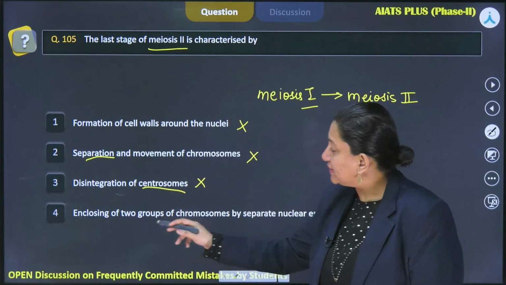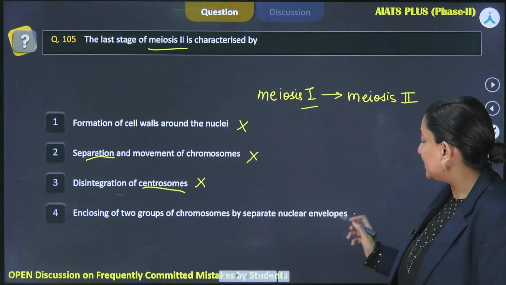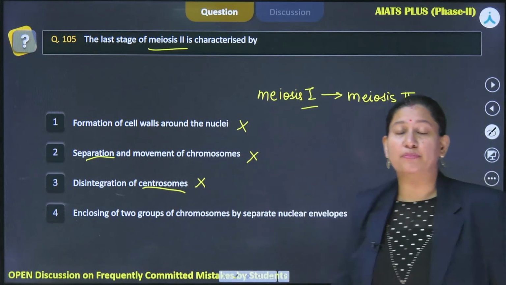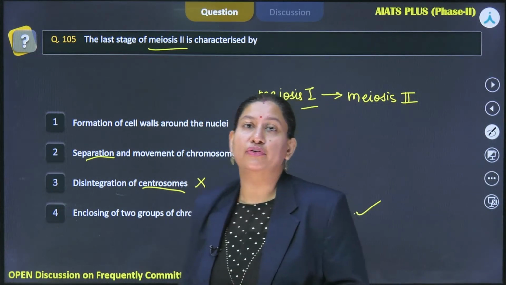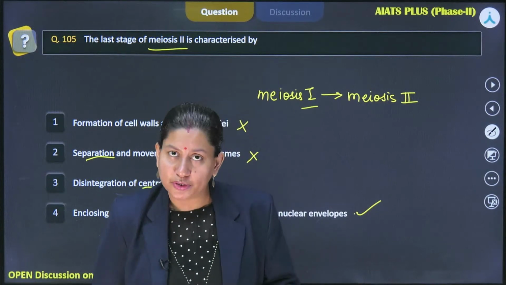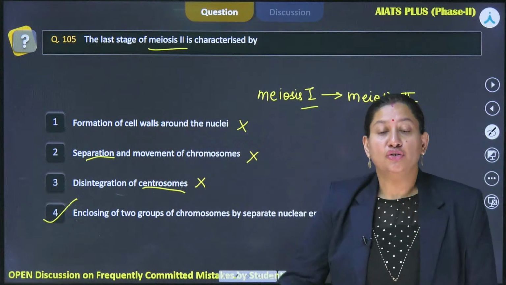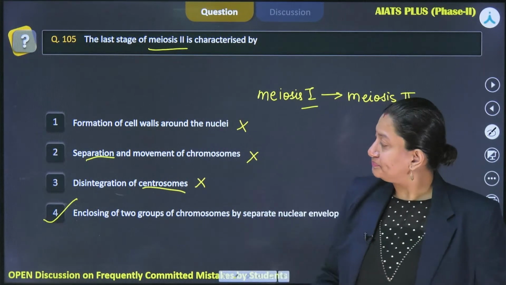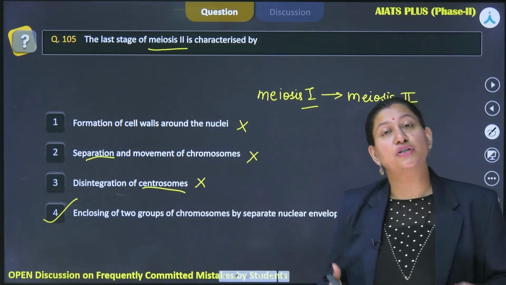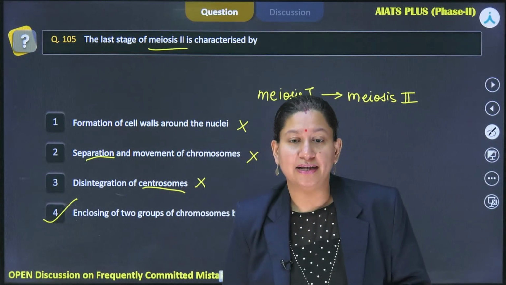And option 4, which says enclosing 2 groups of chromosomes by separate nuclear envelopes, is correct, because the reintegration of the nuclear membrane and nucleolus is going to take place. So that's why this particular one is the correct answer. I'm really sorry for the previous one. This is option number 4 which is going to be correct, right?